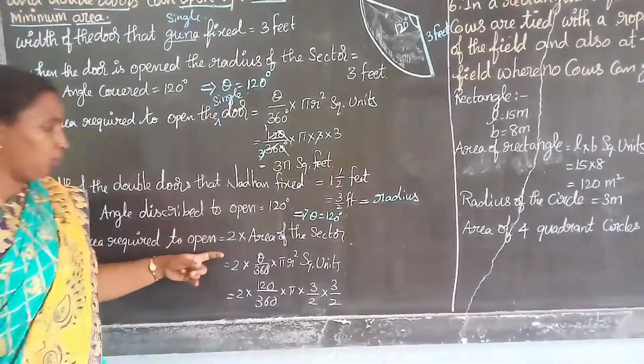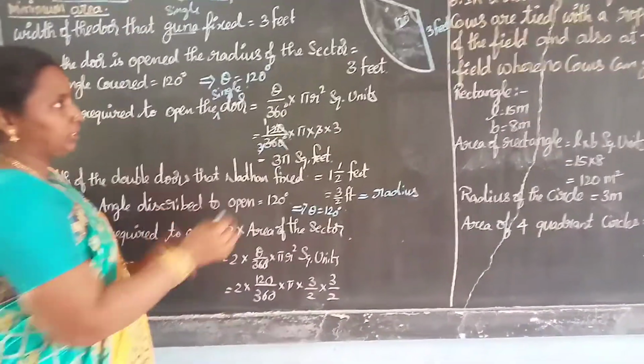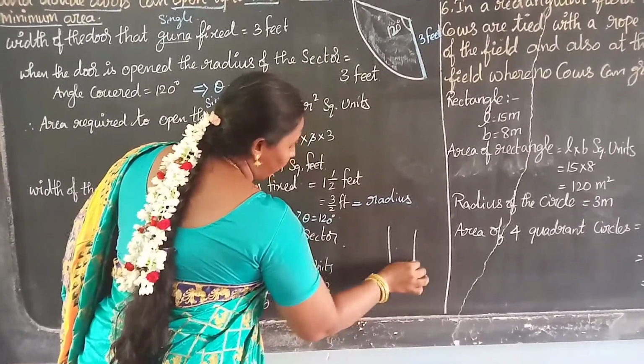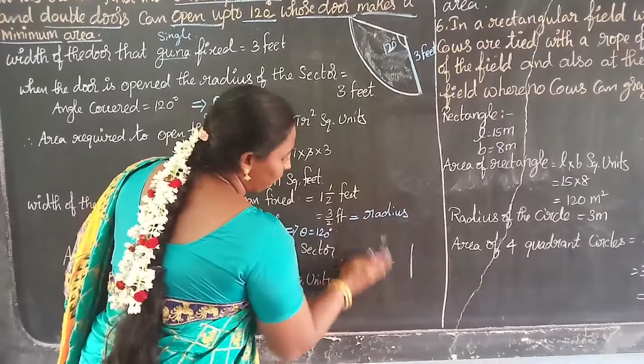So the area required to open here, the double door, 2 doors are there. Here you have only a single door. Here you have double doors. It will occupy, when you rotate like this, you will see this.